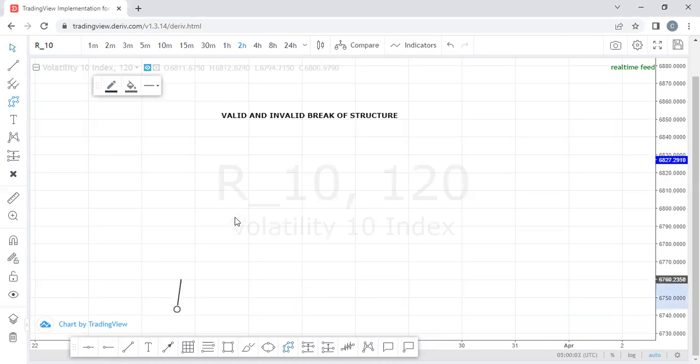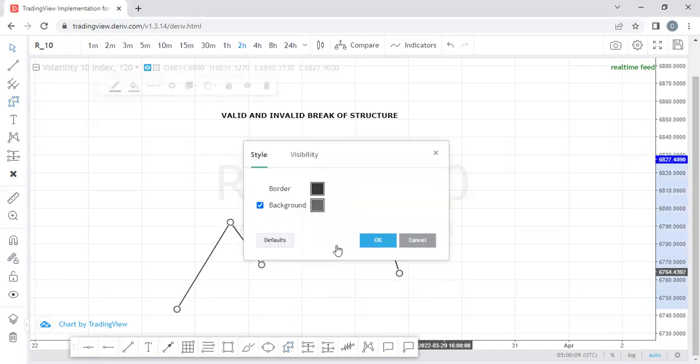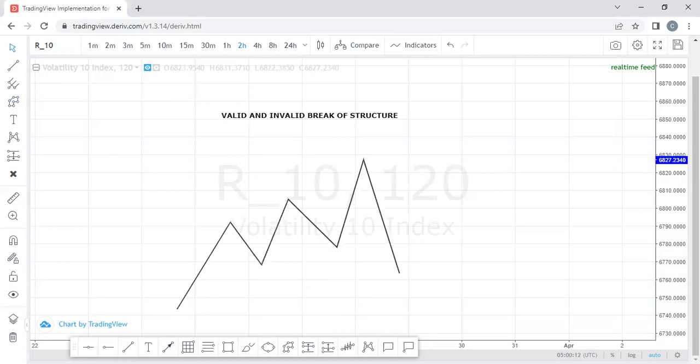This is what a BOS should look like: higher high, higher low, higher high. You want to see that weak to strong hands transfer. That is, you want to see price taking out this obvious higher low. You can know how we do this. So this is your higher high, right? So this is your higher high.